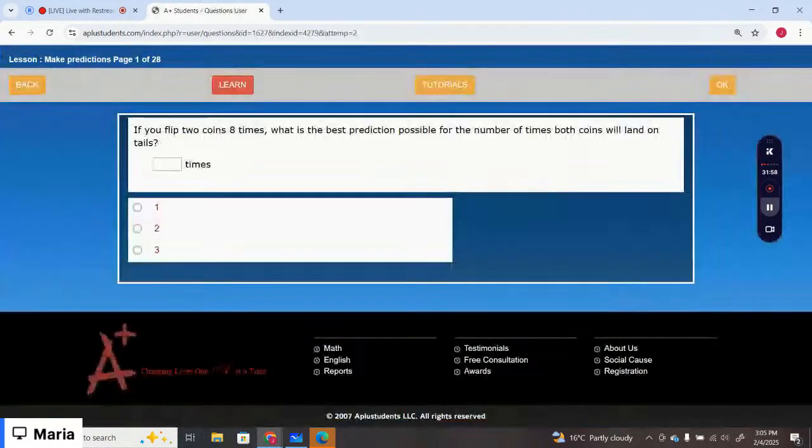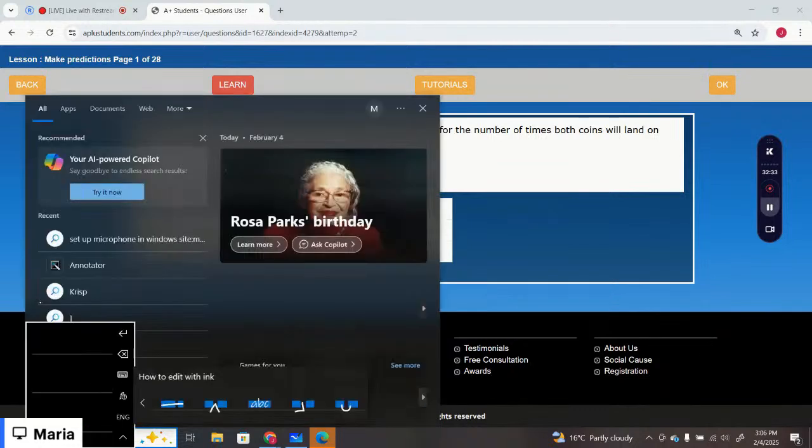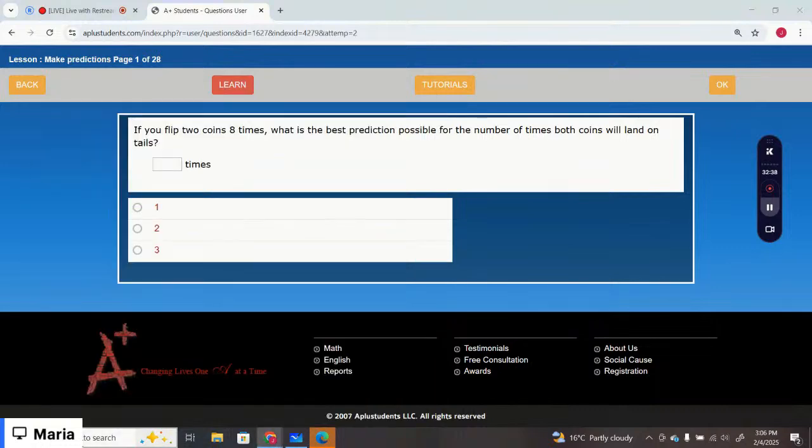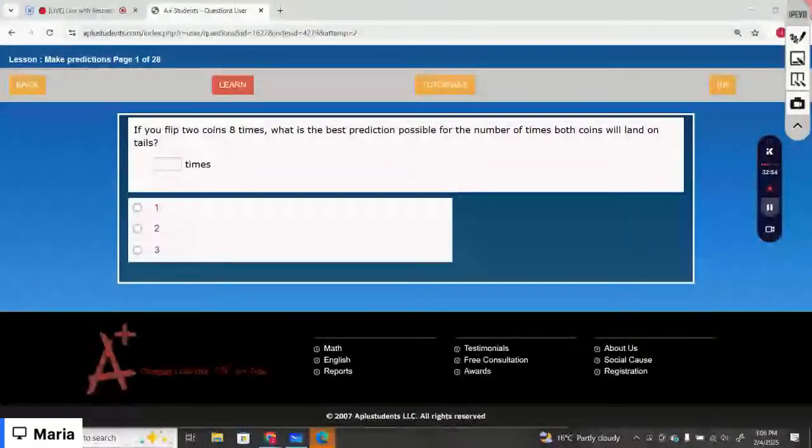Let's just start with the test questions. If you flip 2 coins 8 times, what is the best prediction possible for the number of times both coins will land on tails?